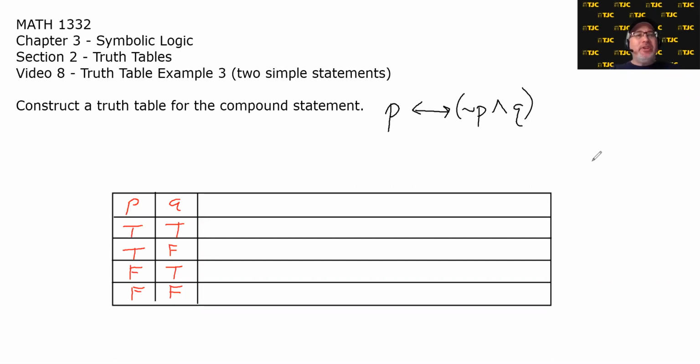But for this one, we're going to construct a truth table for the compound statement P biconditional, open parentheses, negation P and Q. Or with smaller words, P if and only if, not P and Q. All right, so we're going to attack it the same way we did before. You'll notice that I've already got a truth table started with the columns for the simple statements P and Q and all of their possible truth values. Let's go ahead and determine the correct order.